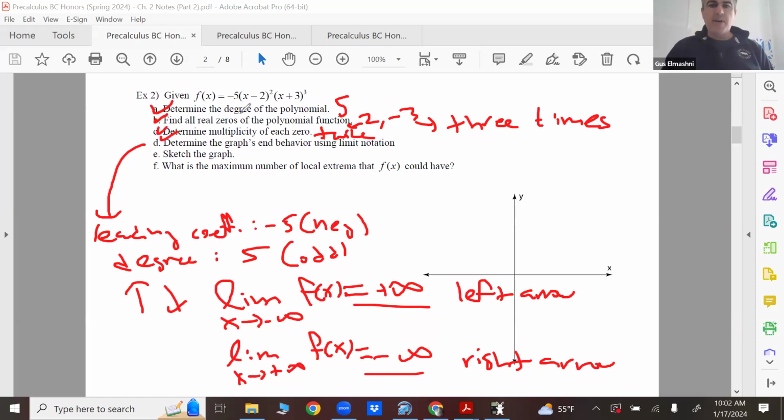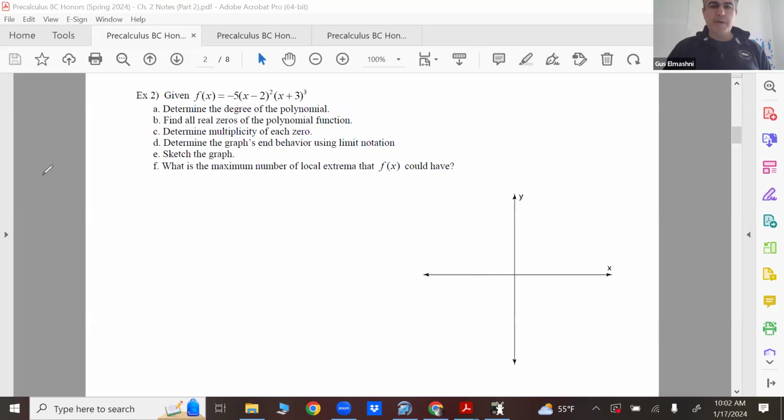Sketch the graph. Okay, let's do the graph. And then what is the maximum number? Well, I know that's going to be 4. That's easy, right? Okay, let me go and clear the screen for now. So I need some space. So I'm going to do some tick marks. 1, 2, 3, 4. 1, 2. I just feel like doing 4.